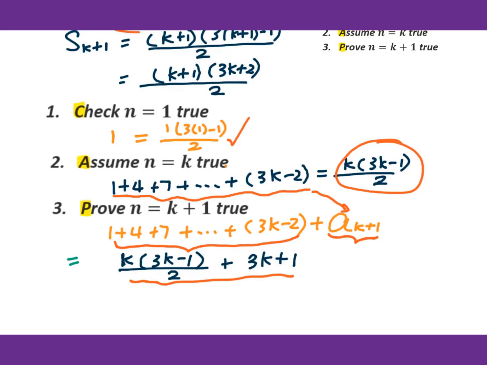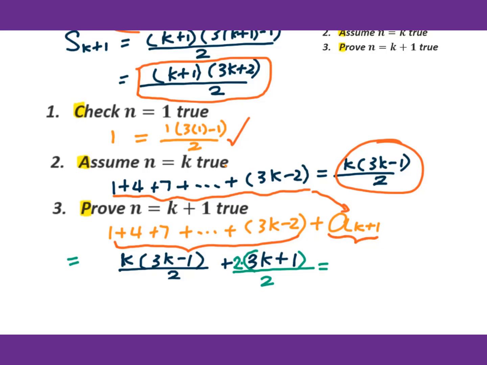We'll organize this expression. Try to make it equal s sub k plus 1, which means this one. First of all, I will make the same denominator, so multiply by 2 top and bottom. Then we organize. We do distributive property. 3k squared minus k plus 6k plus 2.